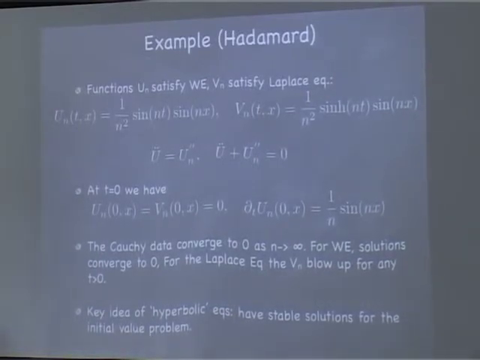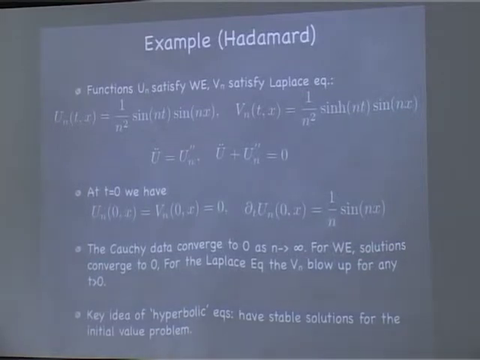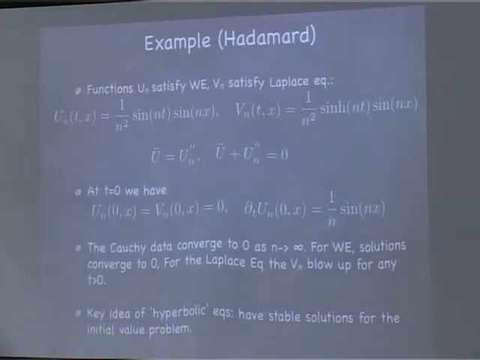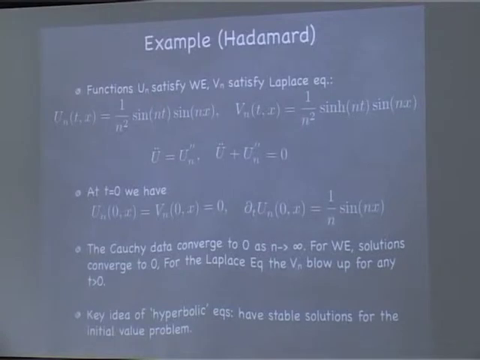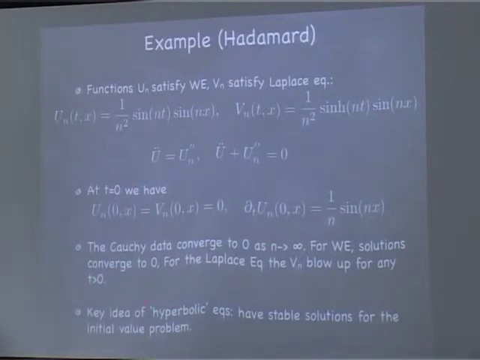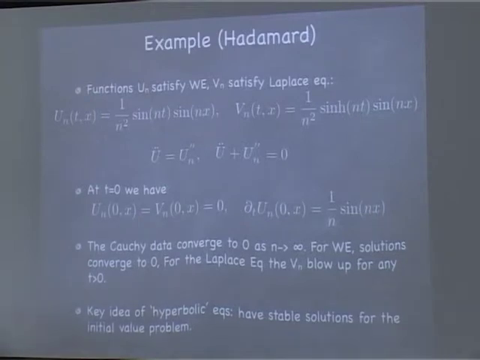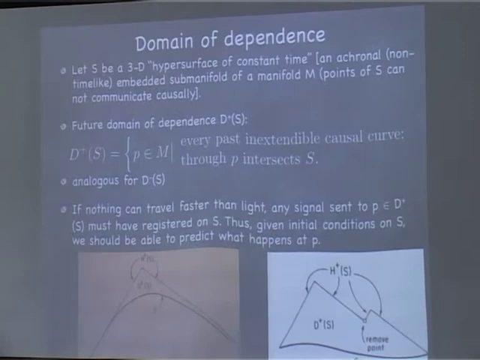And so there's this key idea that we will formulate a class of partial differential equations which we'll call hyperbolic, for example, and these are the ones which have stable solutions for the initial value problem, which have a well-posed initial value problem, which we can use to predict the future from initial data.